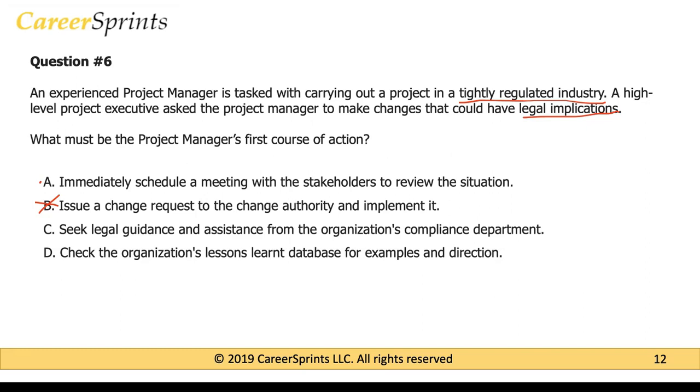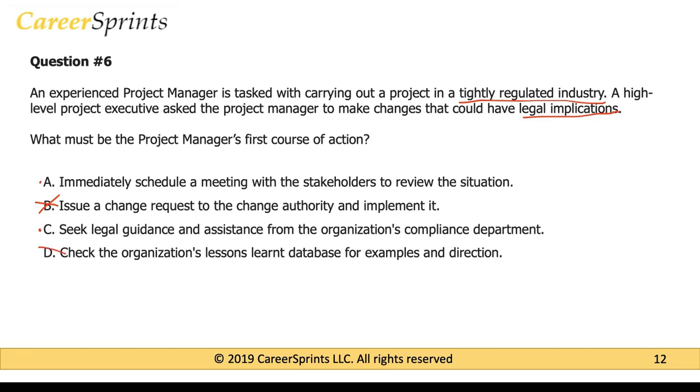Next is seek legal guidance and assistance from the organization's compliance department. So let's just put a dot here. So this could possibly be a good answer. Then option D, check the organization's lessons learned database for examples and direction. So this will also not be a correct answer because although the project manager can check the lessons learned database for examples and direction, right? Because we are in a tightly regulated industry, probably the better option would be to seek legal guidance from the compliance department or seek some kind of legal counsel.